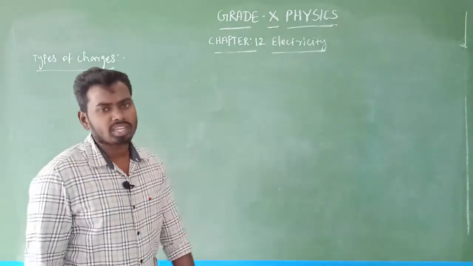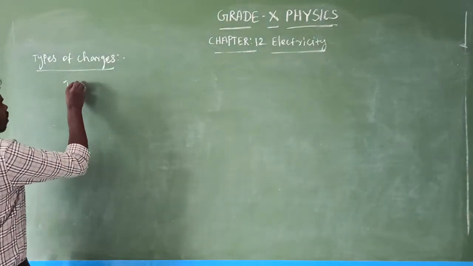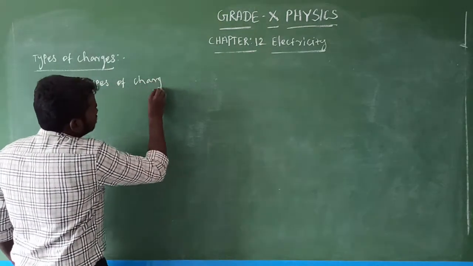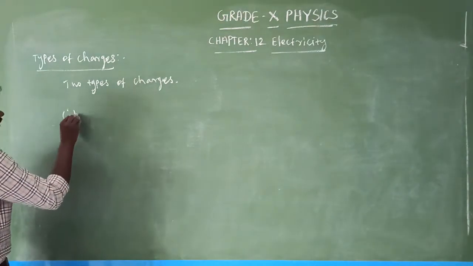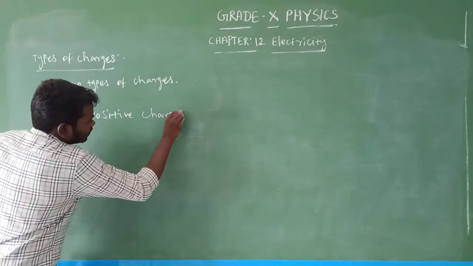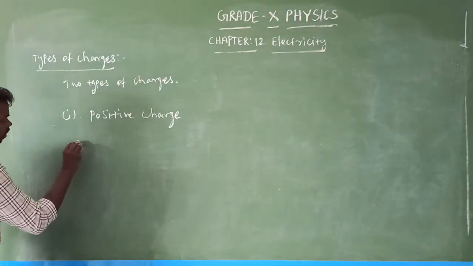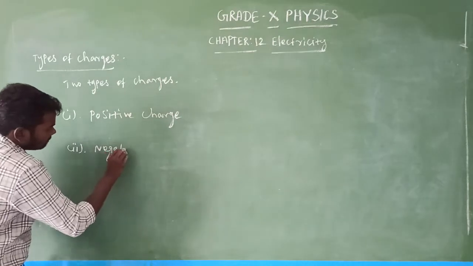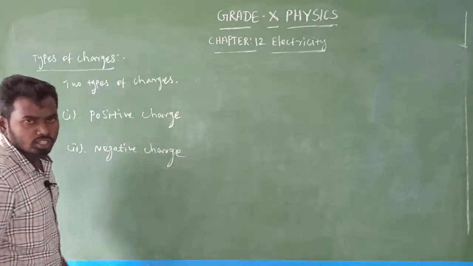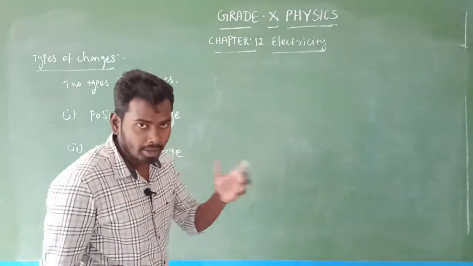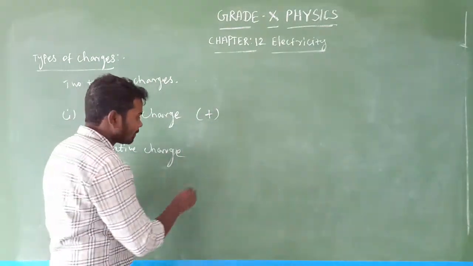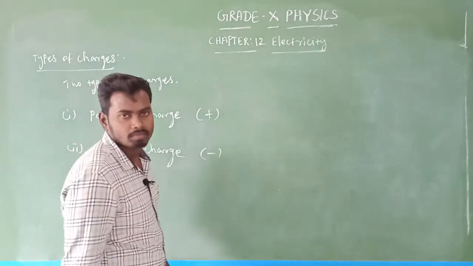There are two types of charges. How many types? Two types of charges. First one, that is positive charge, and second one, that is negative charge. The positive charge is denoted by the symbol plus, and negative charge is denoted by the symbol minus. Okay.